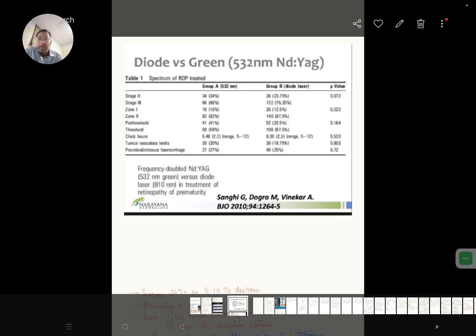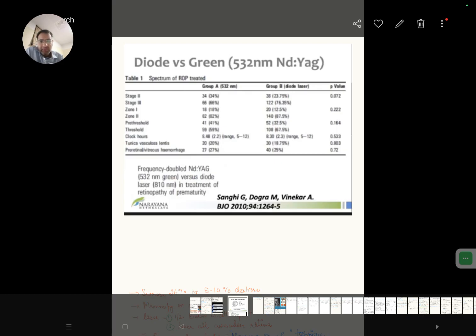So the first modality of treatment was laser. Both diode and green laser can be used for the treatment. Green laser is what? A frequency-doubled Nd:YAG laser of 532 nanometers. Diode laser is a red laser.